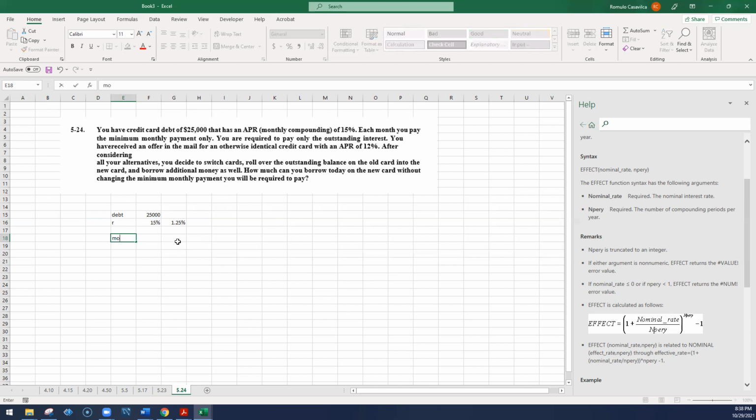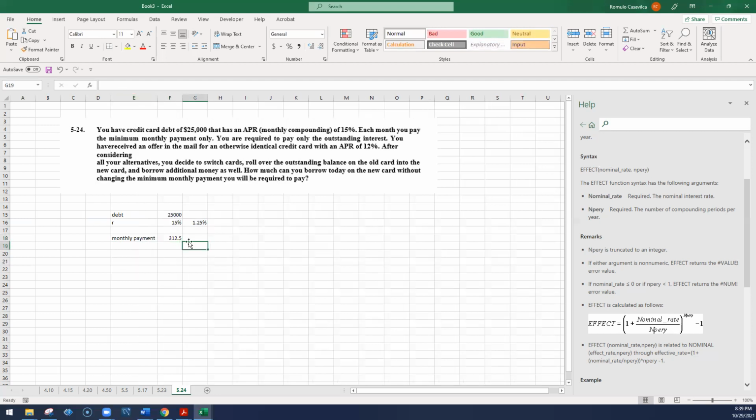To calculate the monthly payment, assuming that you will not use the credit card anymore, so you leave it forever at a 25,000 balance, I'm just paying the interest. The monthly interest will be this times this. If I stop using the credit card forever and keep paying the minimum interest payment forever, this is my monthly payment forever.